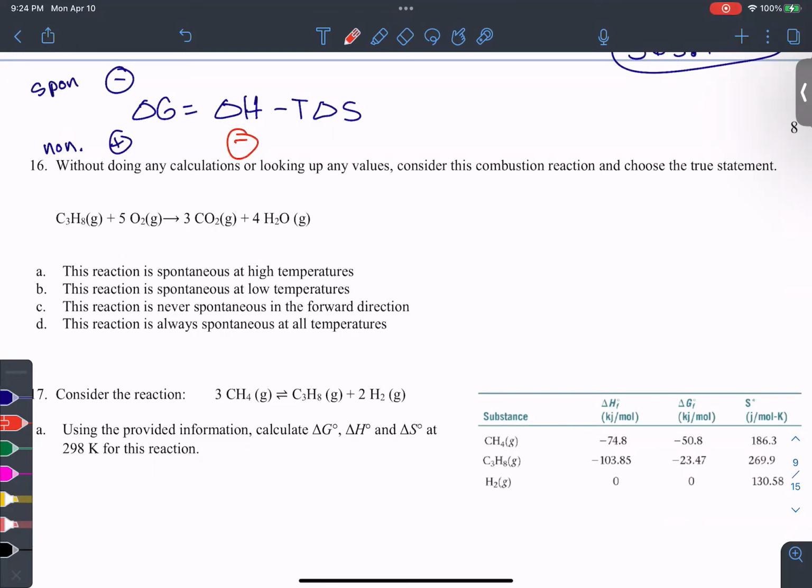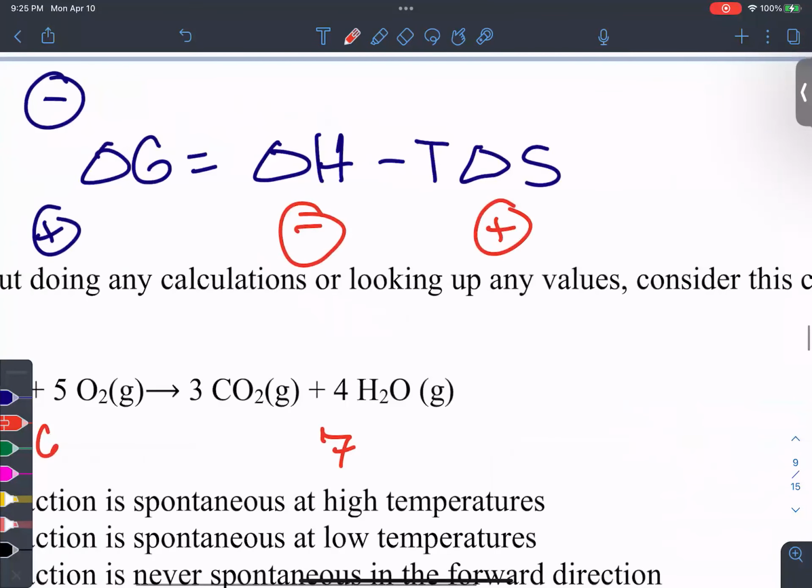What else? I give you the reaction. So can't we predict the sign of entropy? What's the sign of entropy? I have to look at it. There's 6 over here and 7 over there, yes, it's positive. Great. So delta G is equal to a negative number minus a positive number. Our goal is for delta G to be negative.